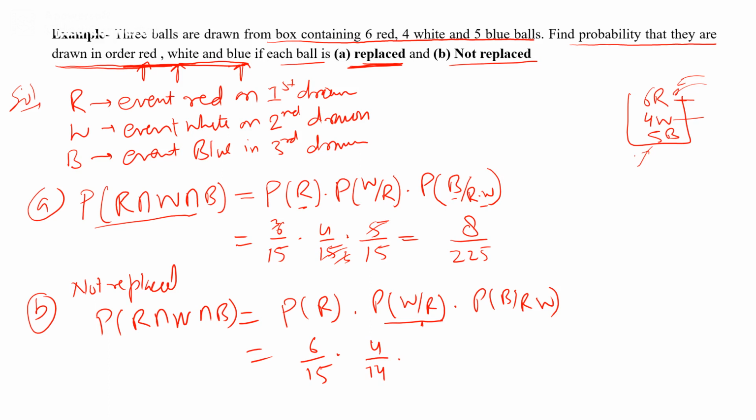And in the third case, when we draw the blue ball the third time, how many balls remain? 2 balls are already drawn, and we have 5 blue balls and the remaining balls are 13. So we write 5 by 13. After simplifying we get 4 by 95. So in that way we use the conditional probability.